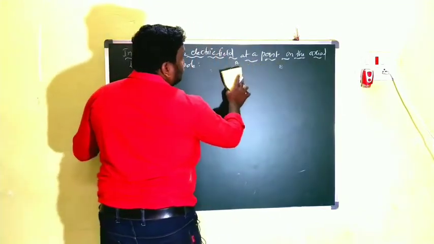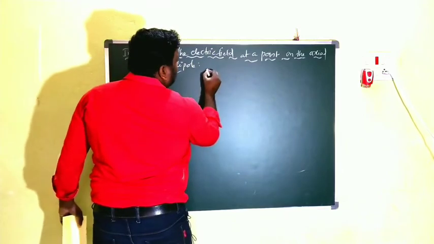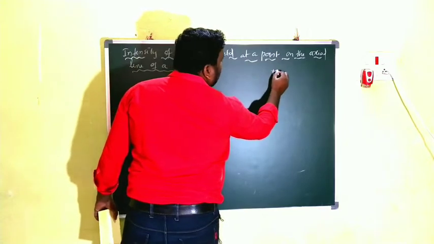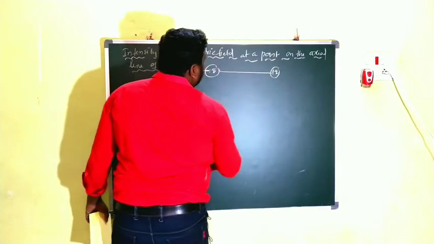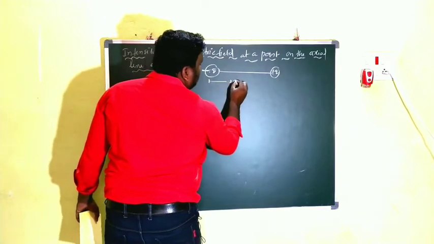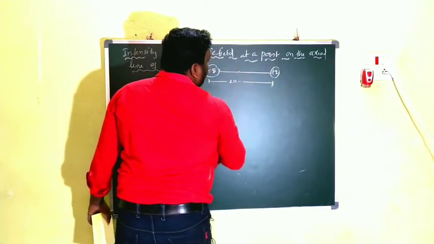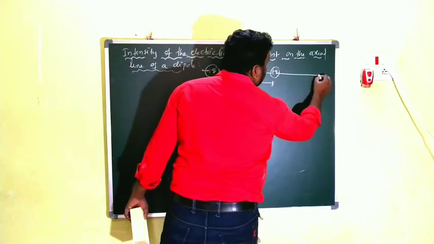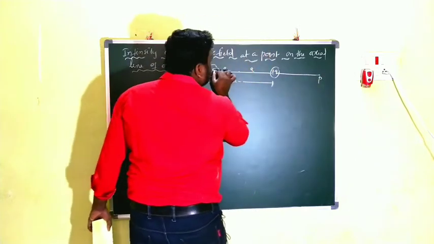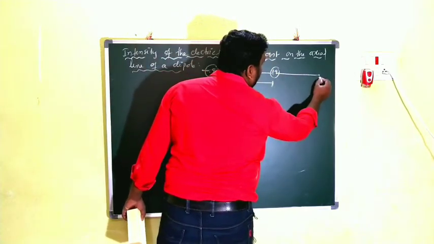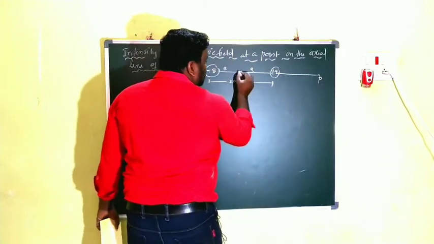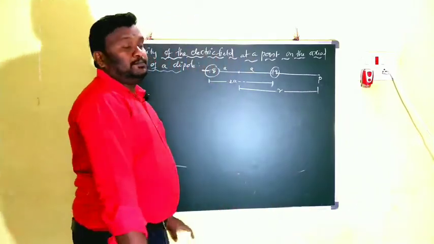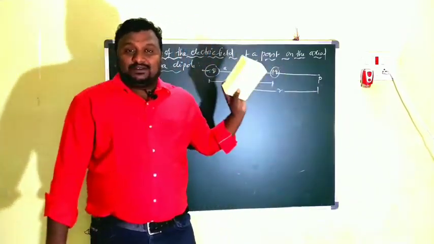So again, if you want, see this one. Here this is minus q, and this is plus q, and the distance is 2a, and this is the midpoint. Now it is a, and this is also a, and we have selected one point on the axial line. This is the axial line. On the axial line, one point is there, P. Now the distance from the midpoint to the point is r. Clear? So this is the diagram.